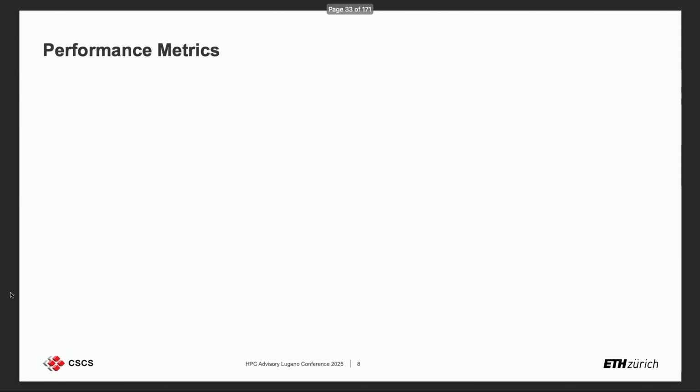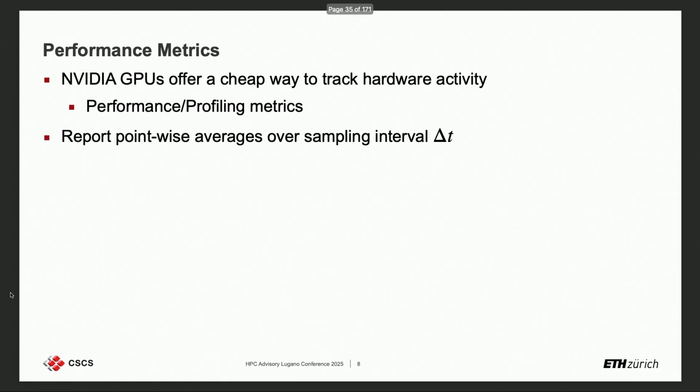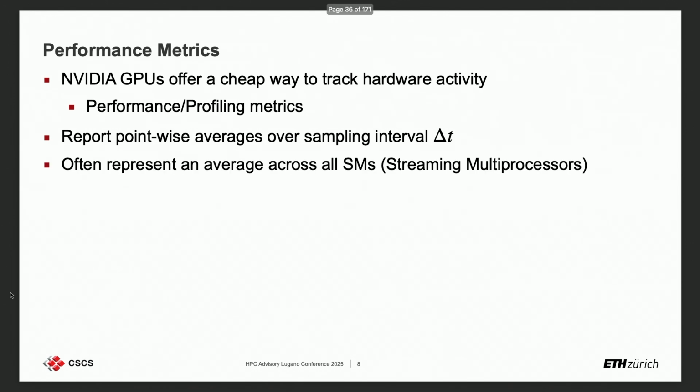Now, I was talking about these performance metrics, and specifically NVIDIA GPUs offer a quite cheap way to track hardware activity via these performance profiling metrics. The idea is that you can query GPUs for point-wise averages of these quantities over a tiny sampling interval, or tiny depending on what the scale of your workload is, but over a given sampling interval, delta t. And these metrics often represent both an average over time, but also an average over, for example, all of the SMs in a GPU, so all of the streaming multiprocessors.